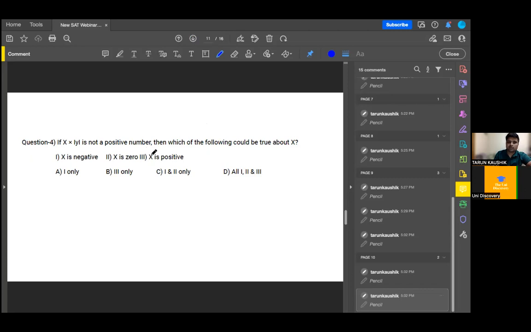Now, moving on to the next one. So let's read it quickly. Then again, we'll talk about both the approaches: the students' approach, which is the response given by a maximum number of students, and then we'll see whether those are the wrong answers or the right answers.